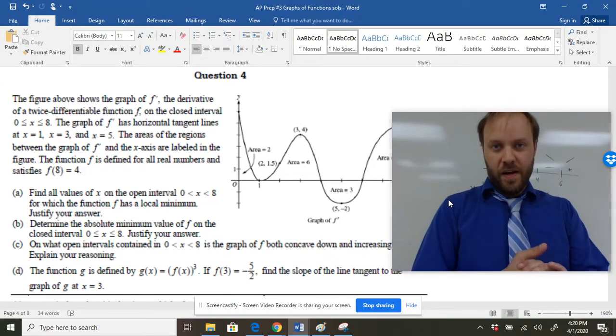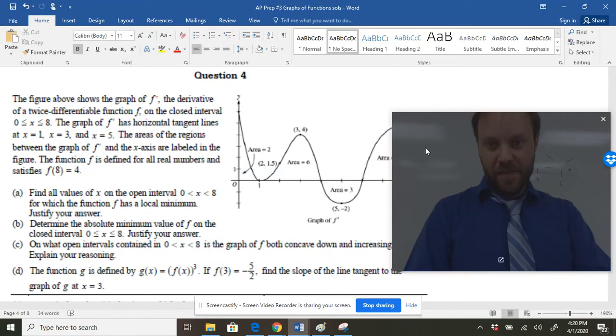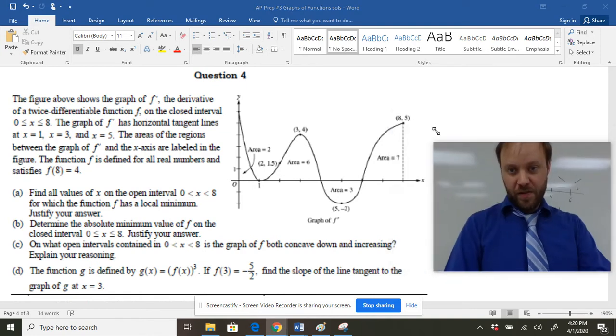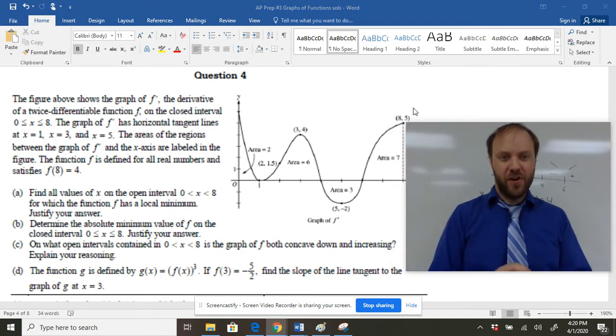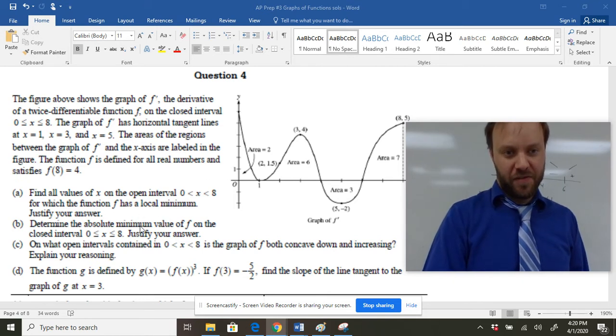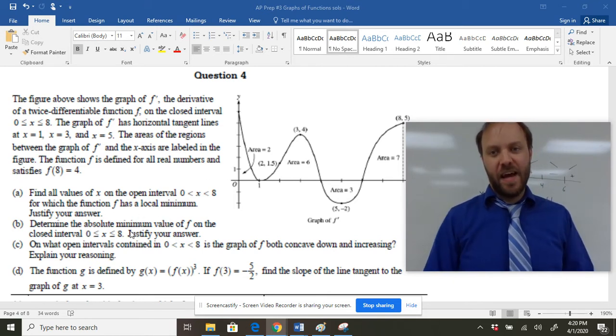All right, we are going to look at part B of this problem. Shrink my window here a little bit. There we go. Part B of this problem asks you to determine the absolute minimum value of the function on the interval between 0 and 8 and to justify your answer.